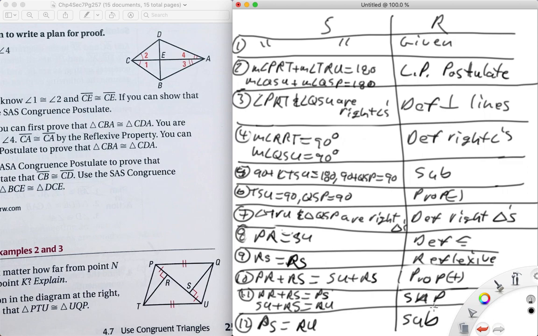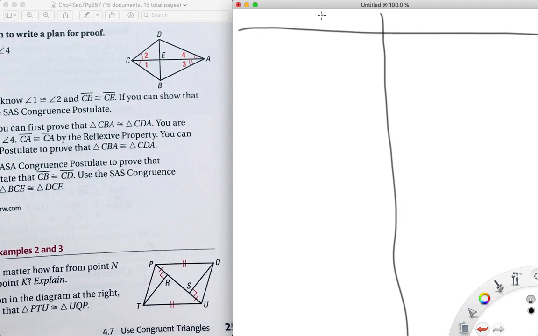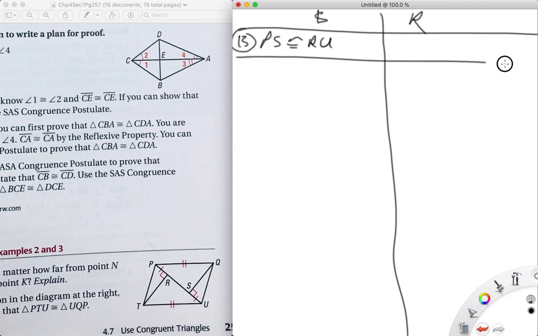Alright, I've run out of space. That was 12 steps. So now I'm going to erase this and then move on from there. I actually could save it, but I'll erase it. Next step is line 13. If they're equal, then they're congruent. So then I can say that PS is congruent to RU, and that's because of definition of congruency.